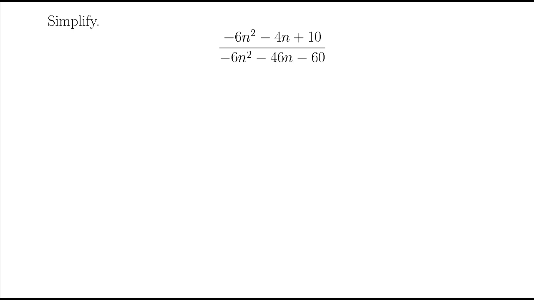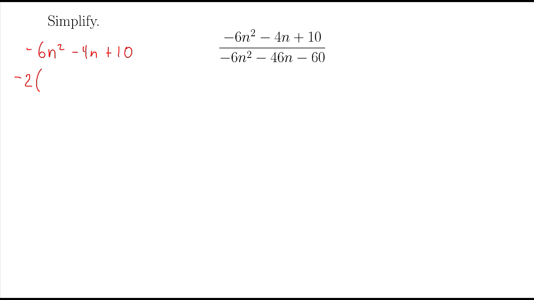The first thing I notice about the numerator, negative 6n squared minus 4n plus 10, is that all three terms have a coefficient divisible by 2. So 2 is a common factor. And it's good practice, if the number attached to the n squared term is negative, to factor out a negative with it. So instead of taking out just 2, I'm going to factor out a negative 2.